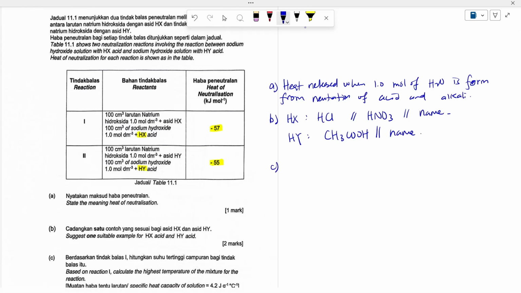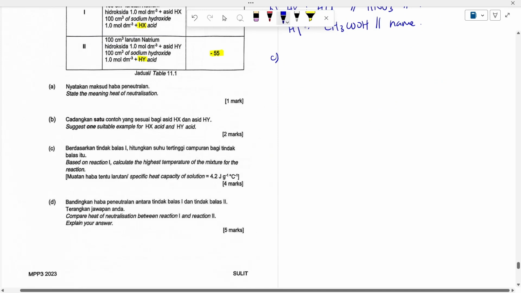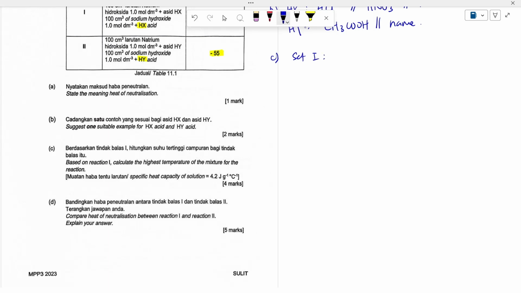Now C, based on reaction 1, calculate the highest temperature of the mixture for the reaction. Here we know that in set 1, delta H is negative, heat is released, kilojoule per mole. So now we can use the formula: delta H equals Q over the mole, correct?